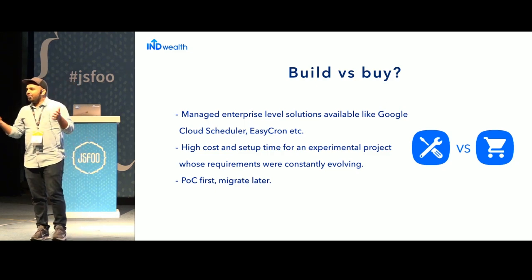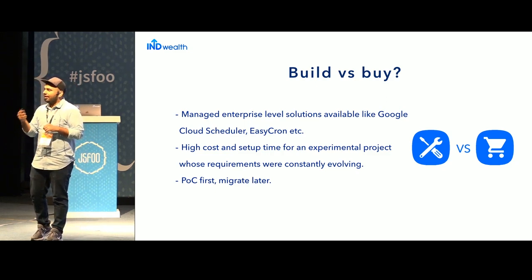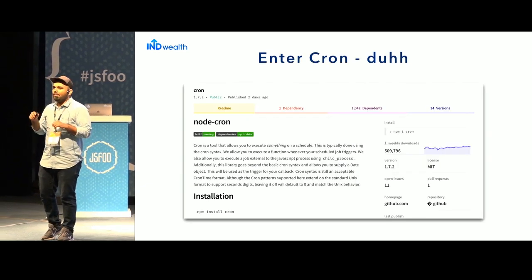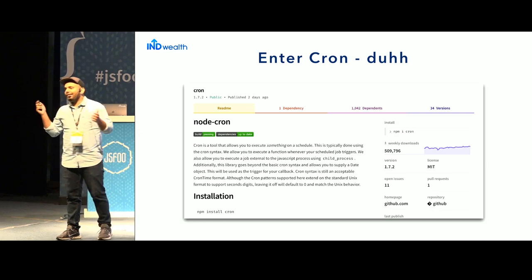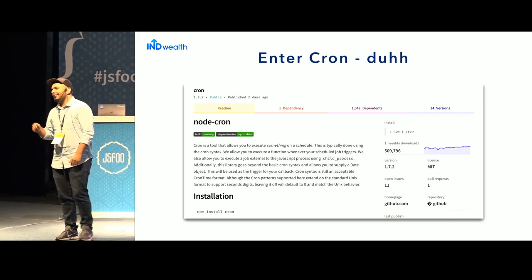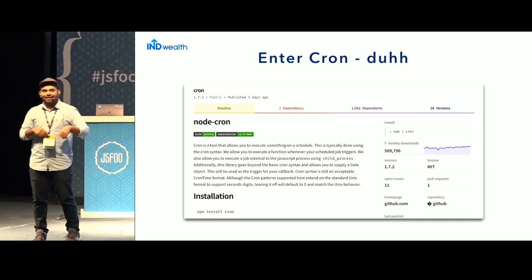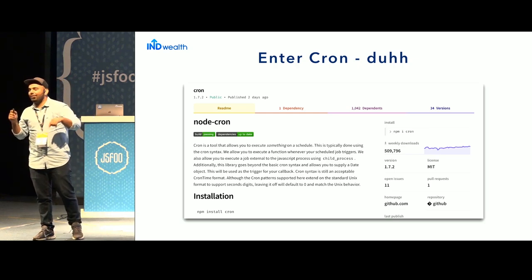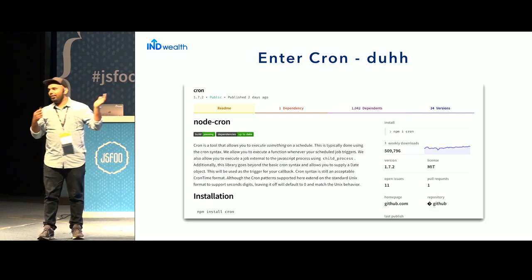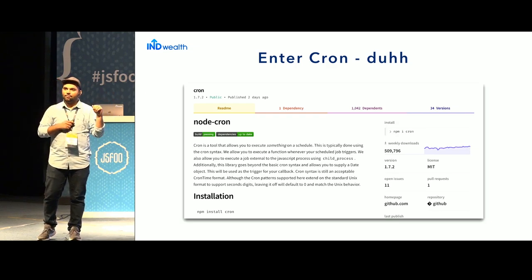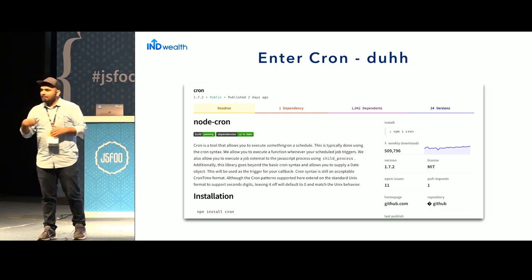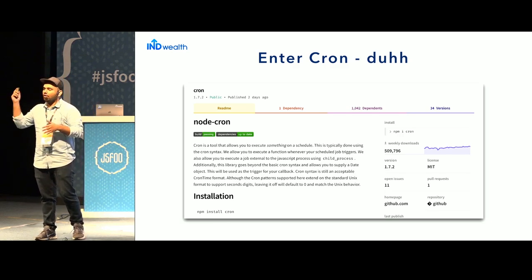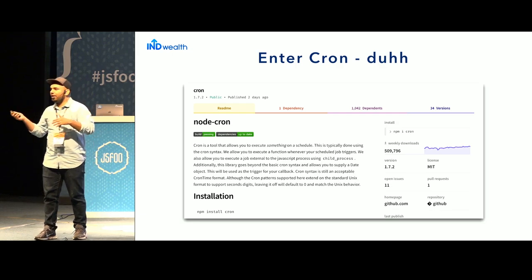And as any good Node.js developer would do when starting a new project, I went to NPM and tried to look for a project, hoping somebody has already done half the work for me, right? I typed in all the good old terms, schedulers, crons, and all those things, and we found cron, right? So cron is an NPM module that allows you to set up cron jobs via a code interface rather than having crontab specifications that run directly on your server.